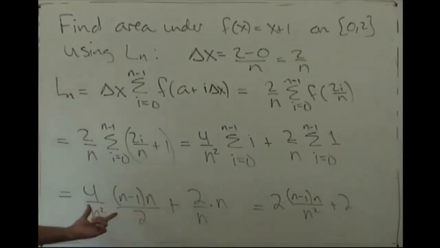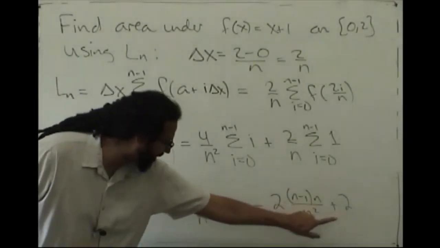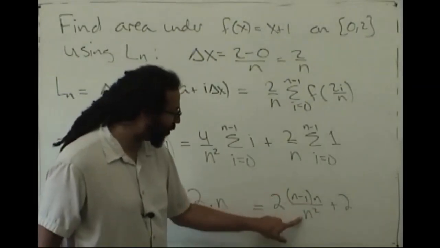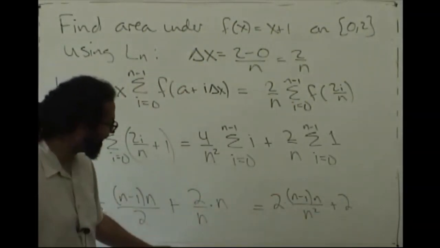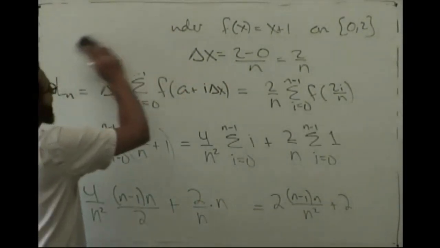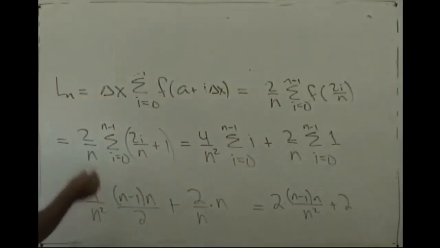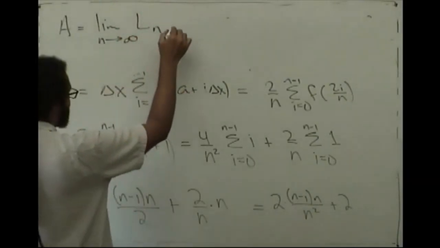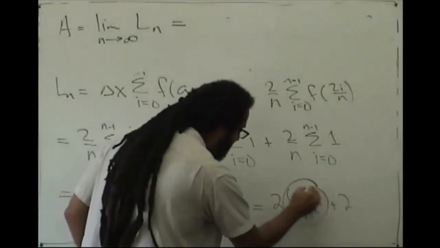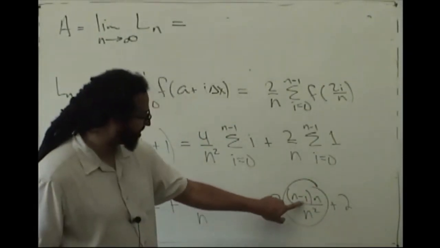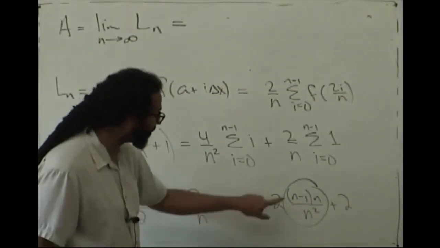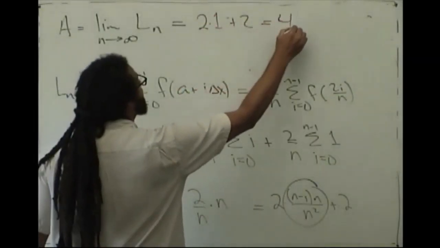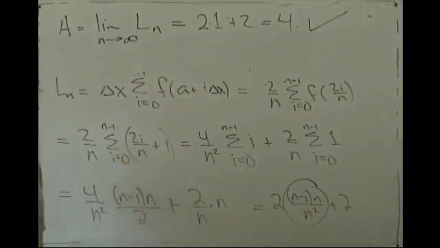And so now, to get all the fractions together, here the n's will cancel and I'll get a 2. Here I can switch the n squared and the 2, and I get 2 times (n minus 1) times n over n squared. And so now all we have to do is let n go to infinity. So the actual area is the limit as n goes to infinity of this expression we got for L sub n. As n goes to infinity, this fraction will go to 1. That's a degree 2 polynomial over a degree 2 polynomial, and the leading coefficients are just 1 over 1. So I get 2 times 1 plus 2, so again, we get 4, and that's what we expected to get.